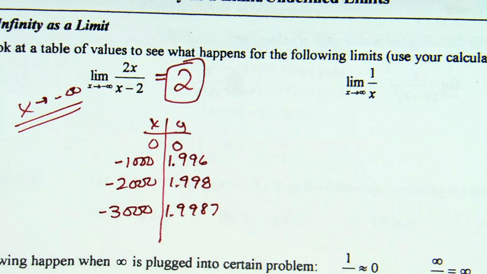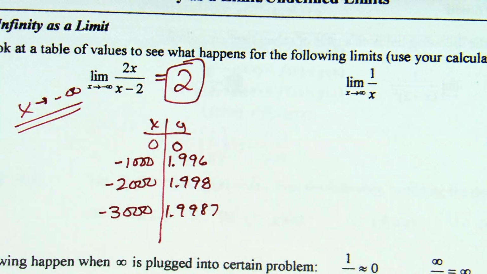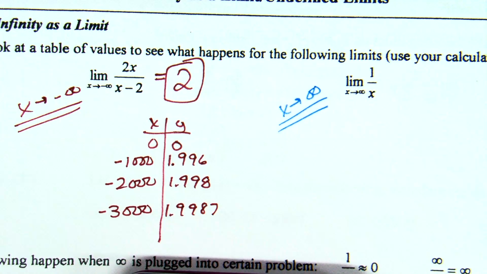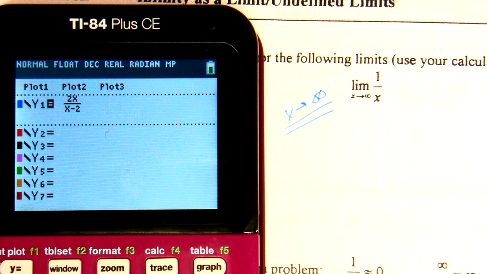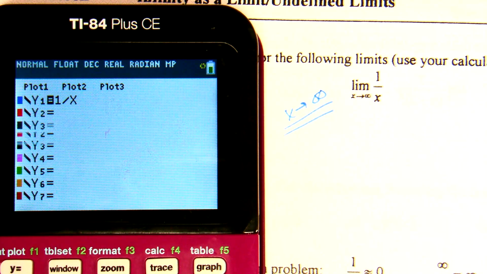Okay, let's try the second one. What's different on the second one? First of all, it's the limit as x approaches positive infinity. And then, before we do anything, we need to go back into our y equals. And when you change your y equals, now y equals is going to be 1 divided by x.